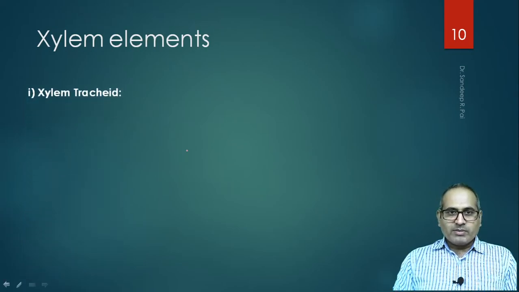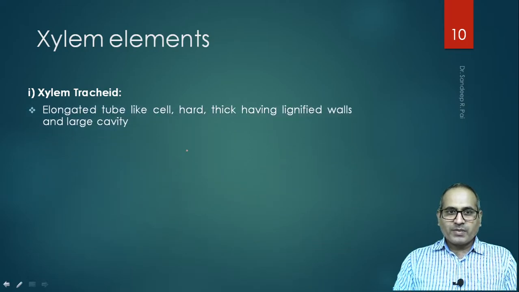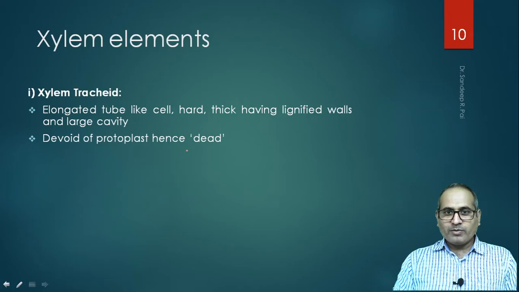Now let us concentrate upon xylem elements. First, among xylem elements, we will consider the xylem tracheid. They are elongated tube-like cells, hard, thick, having lignified walls and a large cavity. They are devoid of protoplast, hence dead. Protoplast is the cell without cell wall, that means whatever inner material of the cell is there is all present in the protoplast. So if protoplast is not there in the cell, the cell is termed as dead. That's why xylem tracheids particularly are termed as dead cells.